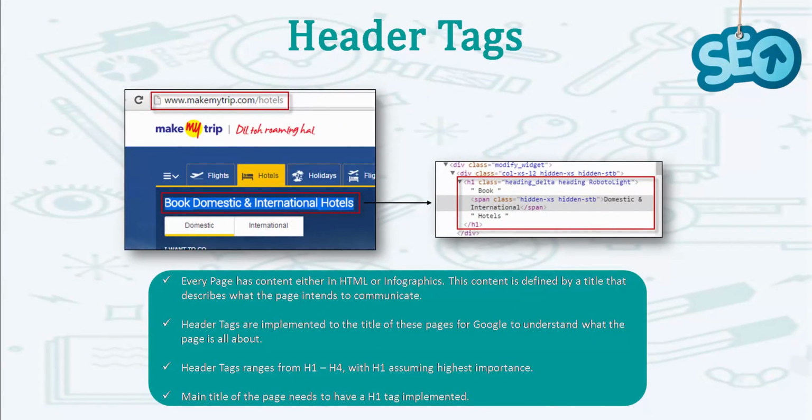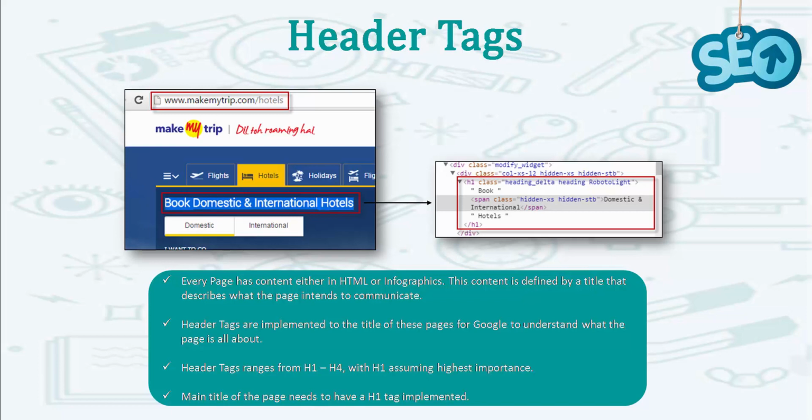Next, we move on to header tags. What exactly are header tags? I said this before. Every other page that you create will have content and you will have a title defining this particular content. Let us not confuse title tags in meta tags with the title of content. Both are separate. The title of content defines that particular page and needs an H1 tag implemented.